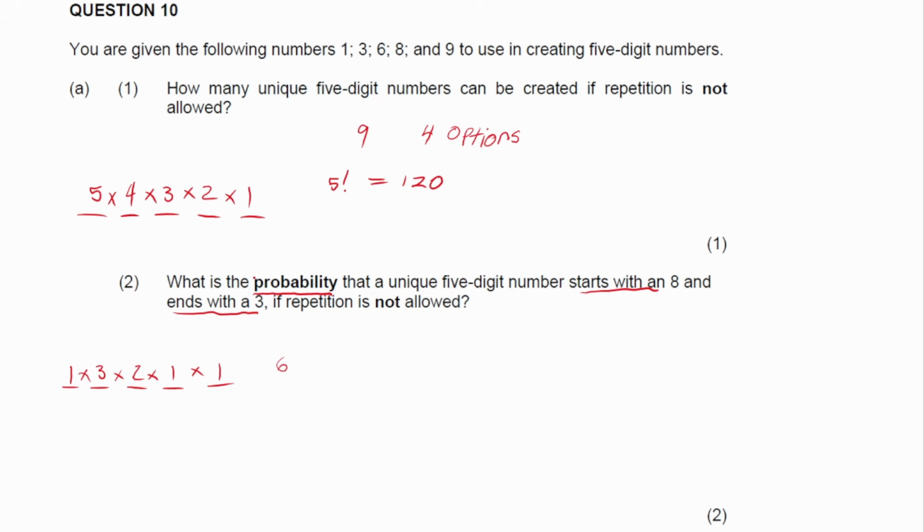But they ask for the probability. So we know there's 6 that meet this criteria, but how many are there in total? There's 6 options here, but how many total options are there? And these are our total options, 120. So the probability is 6 over 120, which is equal to 1 over 20. That's our probability.